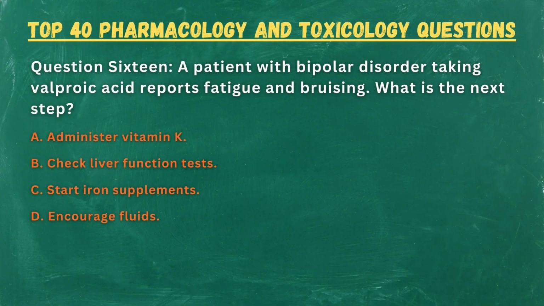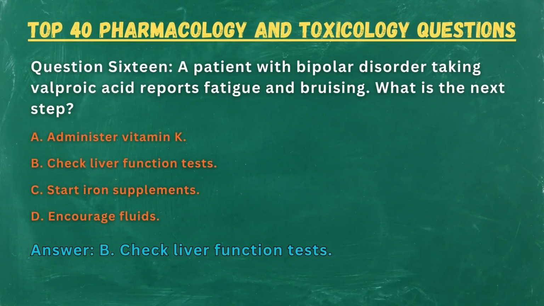Question 16. A patient with bipolar disorder taking valproic acid reports fatigue and bruising. What is the next step? A. Administer vitamin K. B. Check liver function tests. C. Start iron supplements. D. Encourage fluids. Answer: B. Check liver function tests.